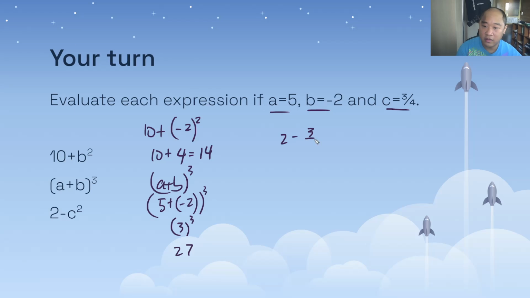C squared is 3/4 squared. So that's the same thing as 2 minus 9/16. So this is the same thing as 32/16 minus 9/16, which is, what is that? 23/16. And that is simplified. Great. That's it.